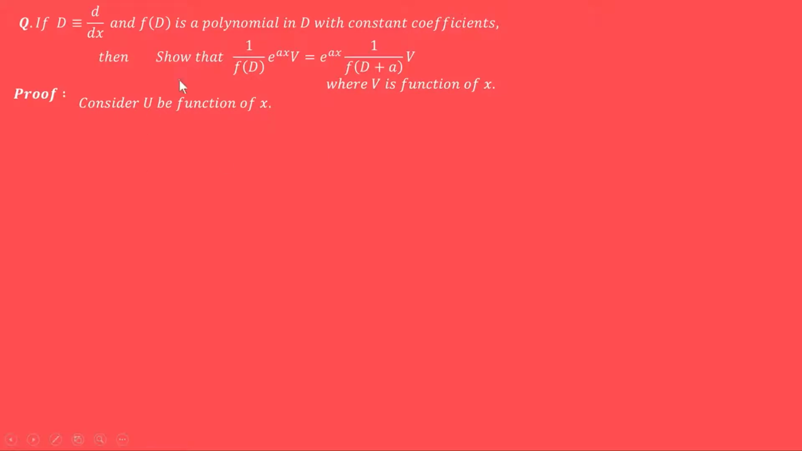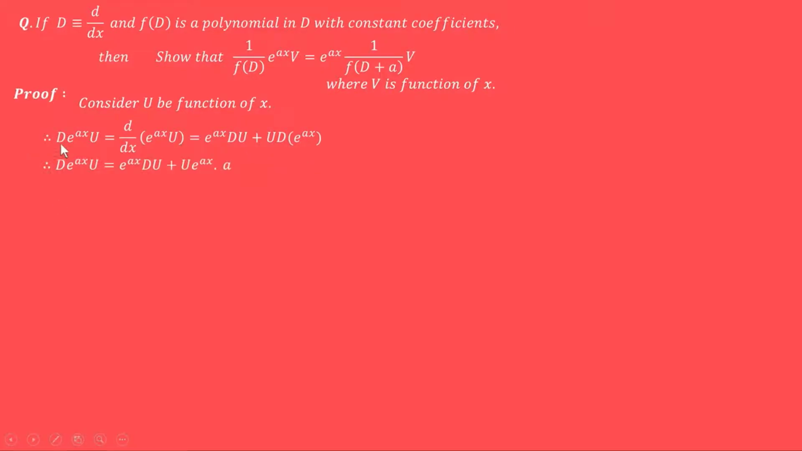Consider here u a function of x. Now take the derivative of e^(ax) into u. D means d/dx, so d/dx of e^(ax) u. Now use here the uv formula. Say this is the first function, this is the second function, and so the first derivative of u, v as it is, and then plus u as it is, derivative of v.